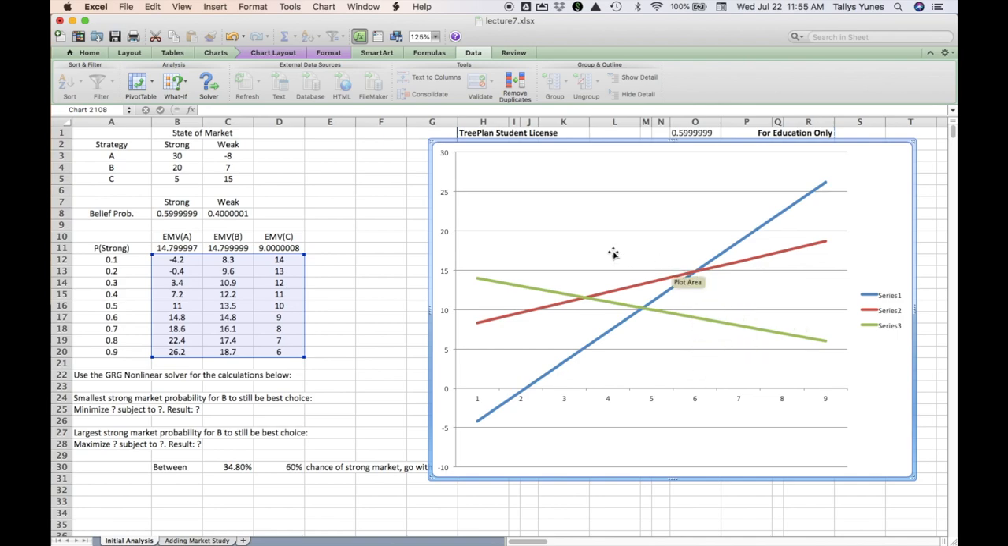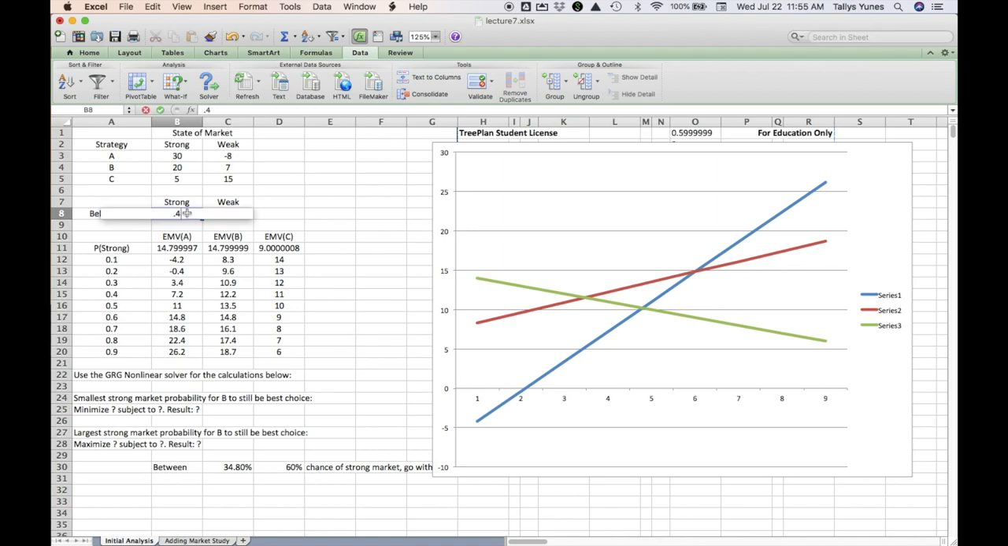So I think I now feel way more confident about going with strategy B, because remember, my initial belief was what? 45, right? And now what I'm telling you is this. Even if you're wrong, as long as the chance of strong is anywhere between 35% and 60%, you should still go with the basic strategy.